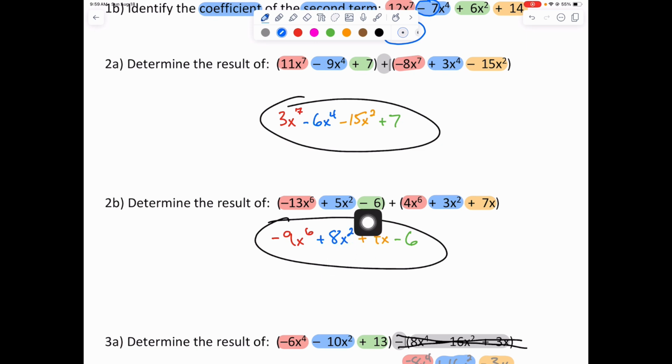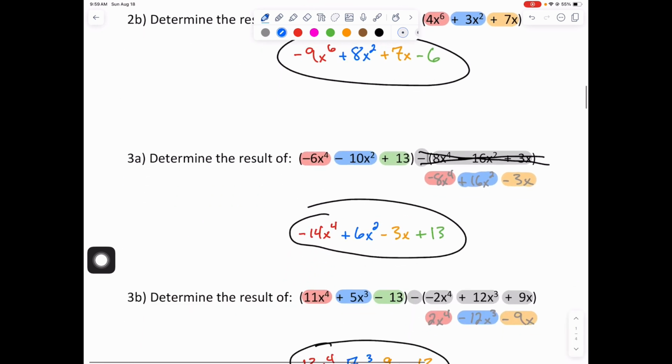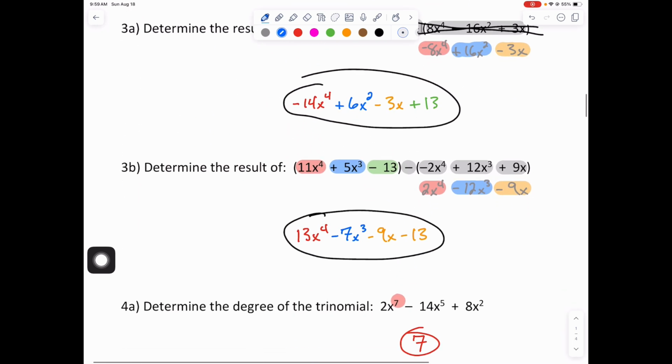All right, the negative 6 I highlighted in green, but I also highlighted the plus 7x in orange. Those we cannot combine. And if we write it in the form of our answer correctly, we would start with the plus 7x, then drop the minus 6. All right, for 3b, let's take a look.